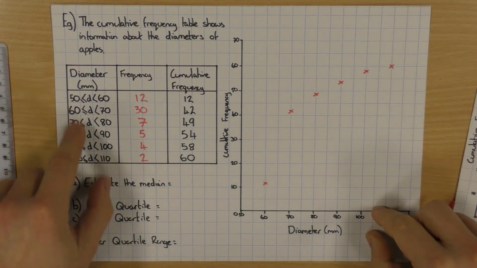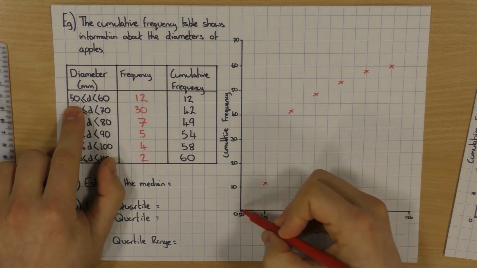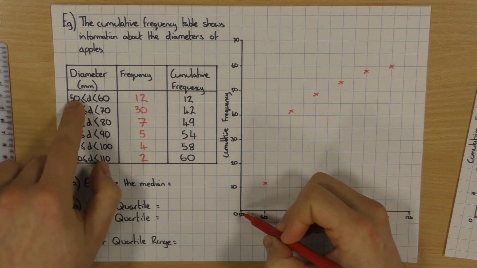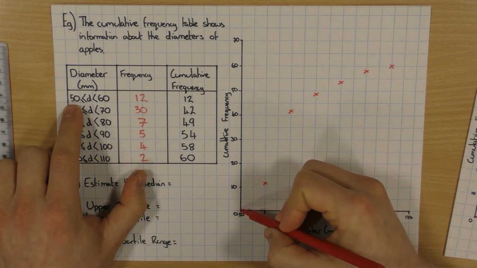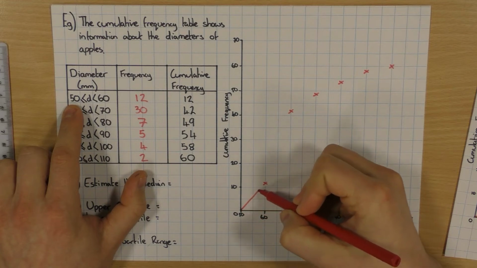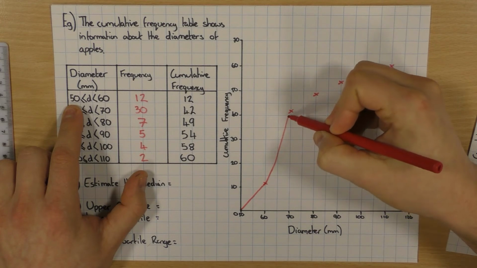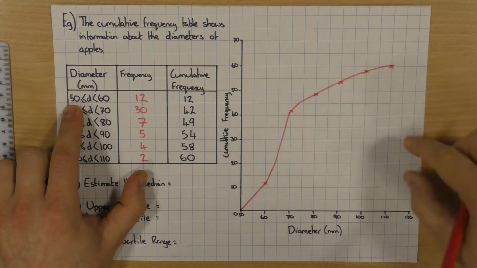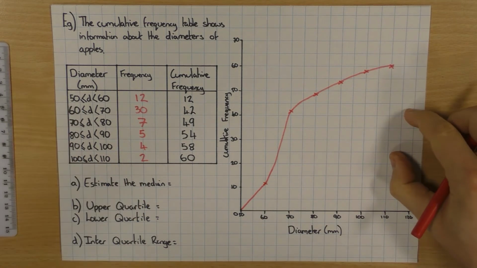Okay, so again, I haven't been told what the lowest value is, so I'm going to assume it's 50, so that's where I'm going to start at 50. If this was to go a bit further along, make sure you do start at 50. And again, I'm going to try and draw a nice smooth curve going through each of the points. And again, use pencil, just in case you make a mistake, because that probably should be a little bit more smooth, but you get the idea.